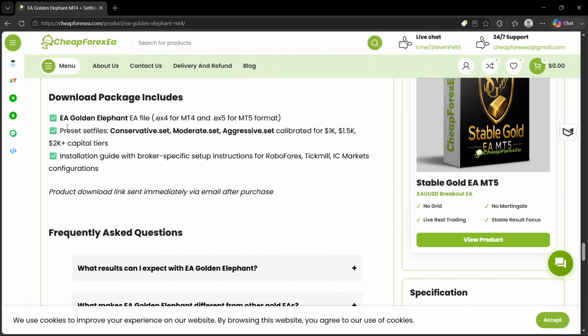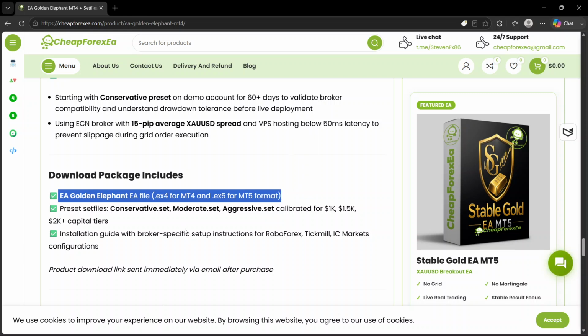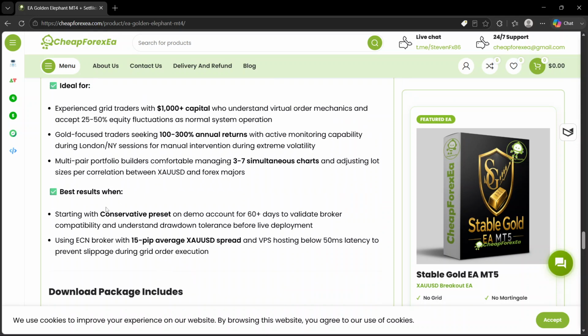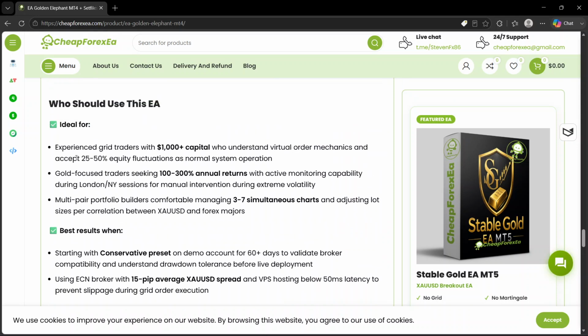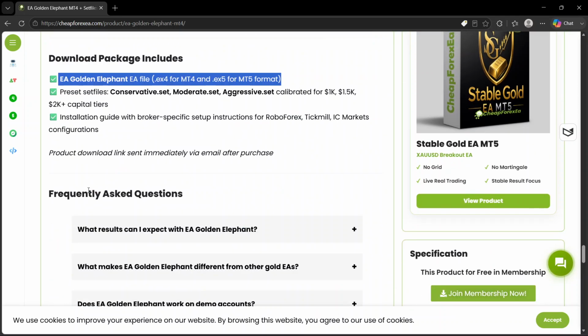So once you download or pay for it, it comes with preset files: conservative mode, moderate mode, and aggressive mode, all calibrated for the different capital tiers, as you can see here. There's an installation guide in case you need help setting up for RoboForex, Tickmill, and IC Markets configuration, and the file itself is EX4 for MT4 and EX5 for MT5. So no matter what platform you are using, you'll be sure to find it there. That's it on the EA.